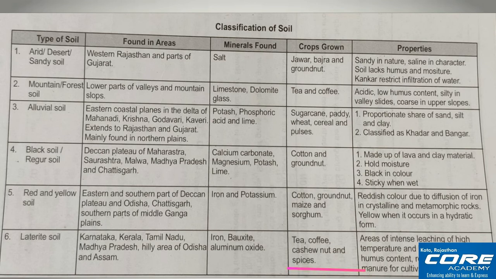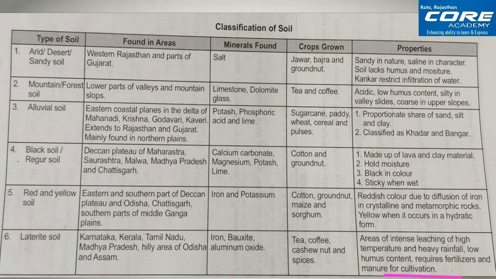And the properties: you can see it is found in areas of intense leaching, high temperature and heavy rainfall. Okay, what is the meaning of leaching? Leaching means the removal of substances from solid material through running water. So when this type of activity happens, it is called leaching. Once again I am repeating, leaching is the process of removal of substances from solid material through running water. I hope this is clear to all of you.